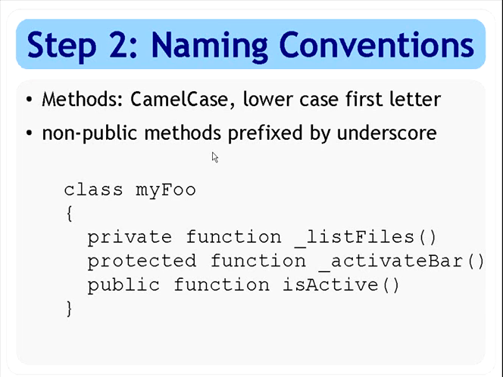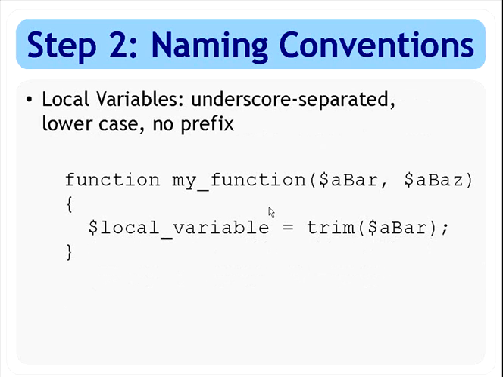So next, naming conventions for the methods. Now we are the functions inside the class, also camel case, lowercase first letter, and the same thing for non-public methods prefixed by an underscore. Okay, so last but not least, we have the local variables. That's the variables you have inside functions, inside methods, and I would recommend using all lowercase and separate the words by underscore.